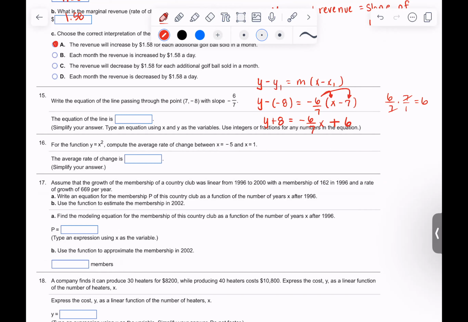Okay, and then I'm going to subtract the 8 from both sides. And we get y equals -6/7 x minus 2. 6 minus 8 is -2. So we have y. Let me point something out here. Let me highlight this. It wants the equation, so it does want you to put the y equals there.